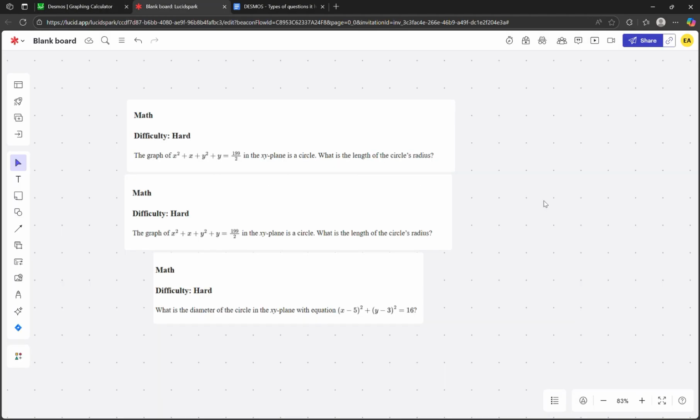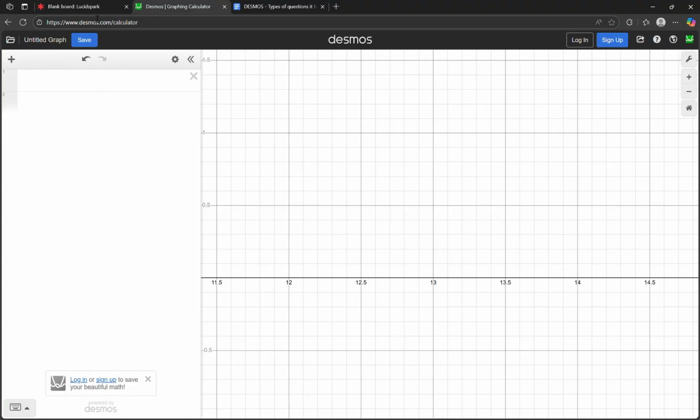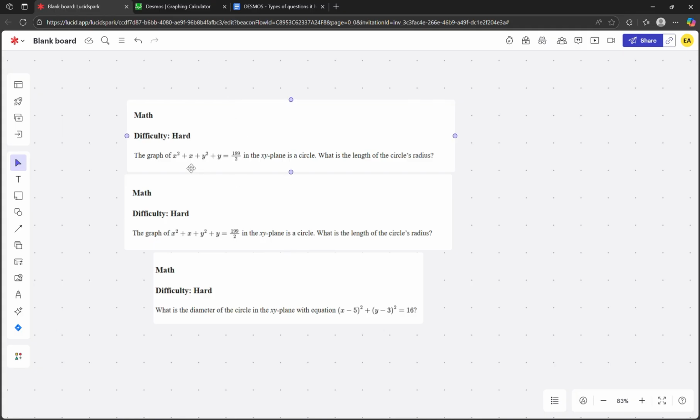For these three problems, I put them all together because they're essentially asking for the exact same thing. So let's go back. They're all giving you an equation for a circle, and then what you have to do is find the radius or the diameter. I'm going to pick a random one, this one, because it's the easiest. What you would do is take this equation and plug it into Desmos.